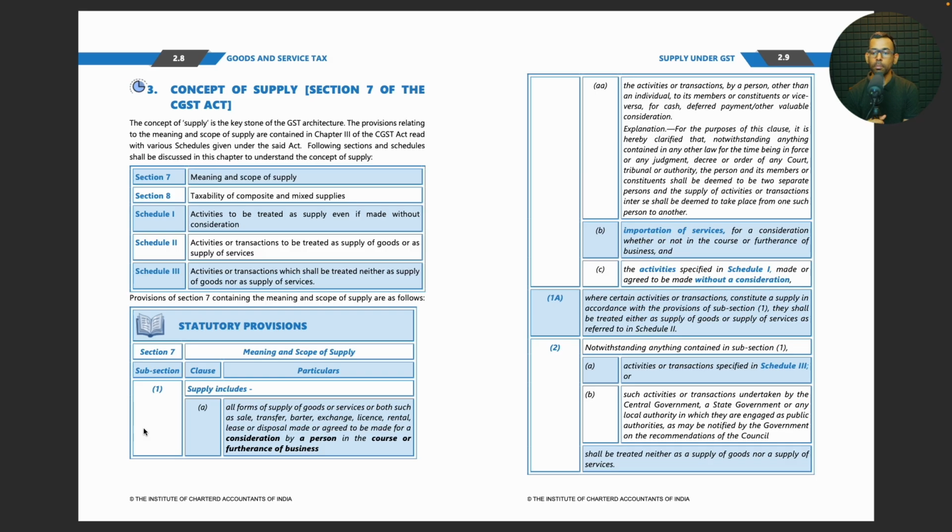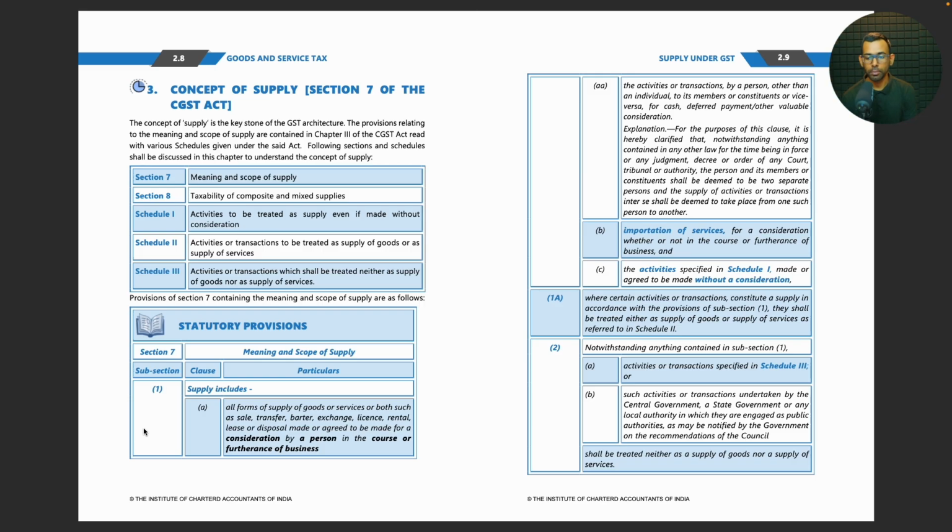Okay. Clause B, importation of service for a consideration whether or not in the course or furtherance of business. And then clause C, the activity specified in Schedule 1 made or agreed to be made without a consideration. Next, subsection 1A: where certain activities or transactions constitute a supply in accordance with the provisions of subsection 1, they shall be treated either as supply of goods or supply of services as referred to in Schedule 2. So go and refer to Schedule 2. Based on that, you decide whether it is only one thing, supply of goods or supply of services. Categorically decide.